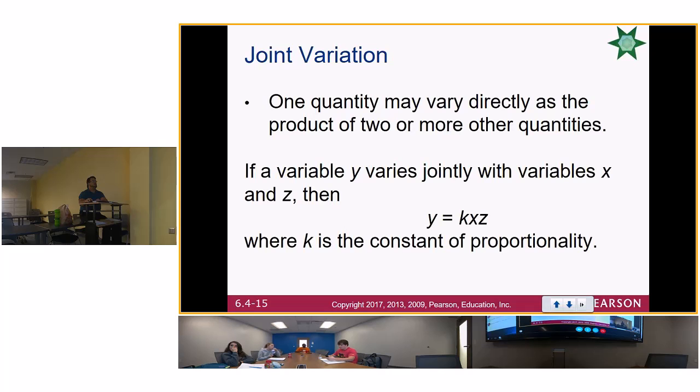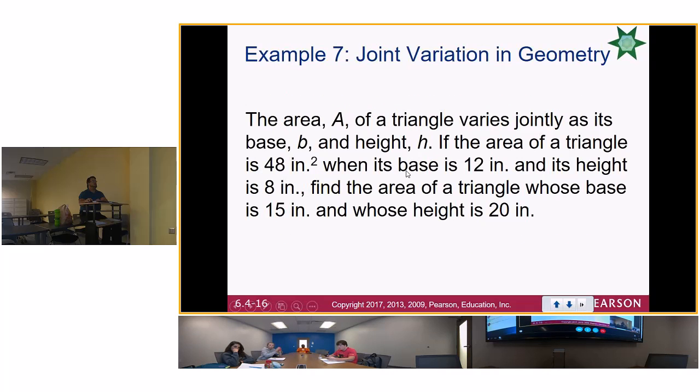Okay, so Y is equal to KXZ is all you need to write down. And then we'll move on to an example. Okay, there is the example. The area of a triangle varies jointly as its base and height. So the first thing you're going to do is what? Change your variables.